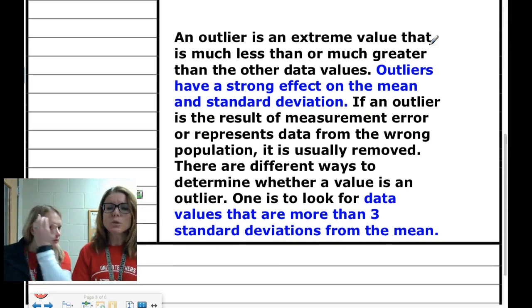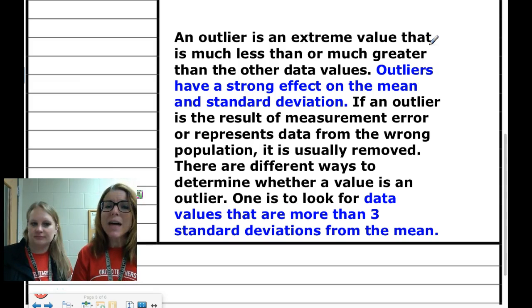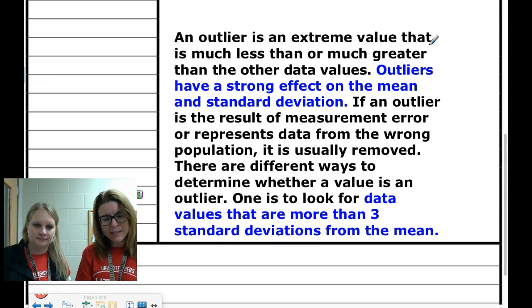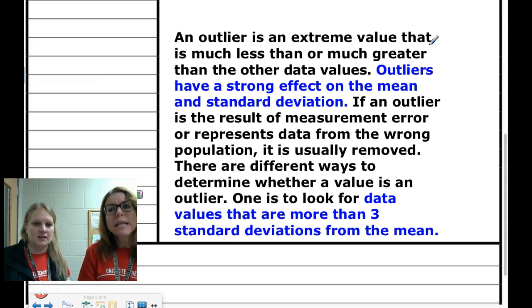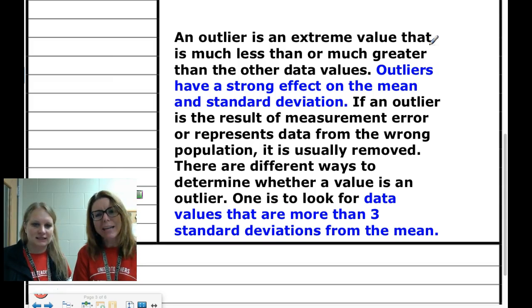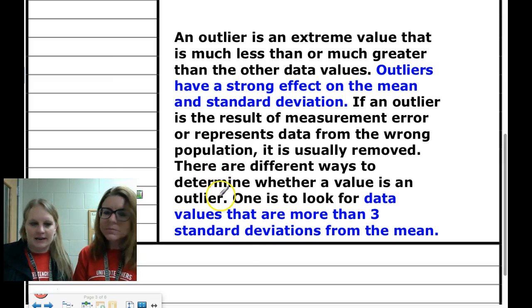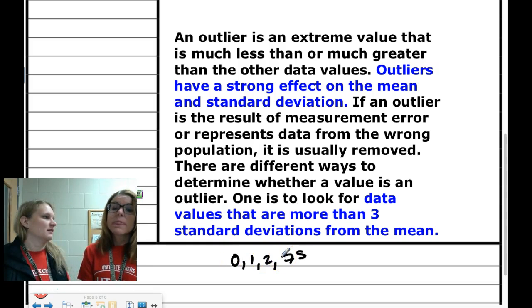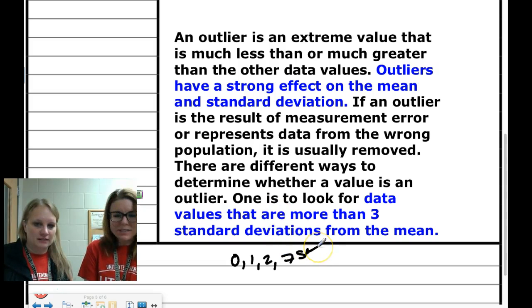Outliers. An outlier is an extreme value that is much less than or much greater than the other data values. Remember we talked about low standard deviation, high standard deviation. If you have outliers, your standard deviation is going to be high. For example, say we have 0, 1, 2, and then 75. 75 would be our pretty obvious outlier.